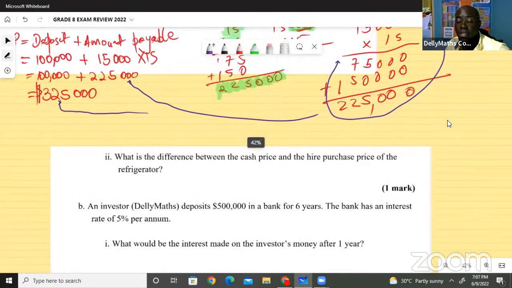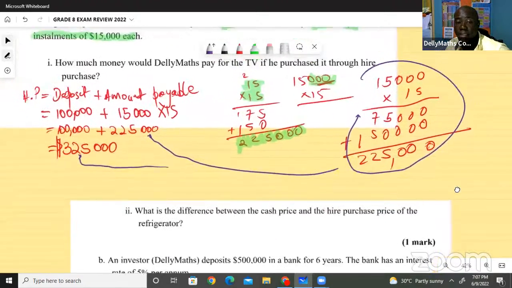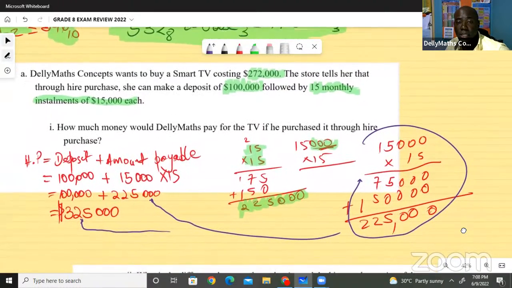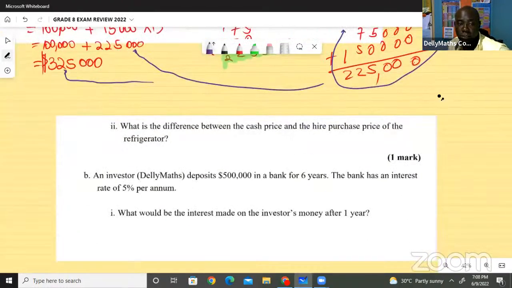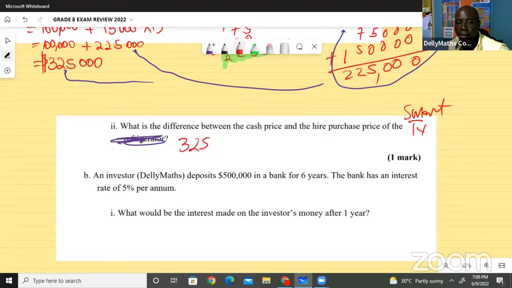325,000. Now the question says, what is the difference between the cash price and the hire purchase price? The difference between the cash price and the hire purchase price of the TV, that smart TV, is that you're going to say 325,000 minus 272,000. So you're going to subtract the original price from the hire purchase price. You want to do that. And you're going to get yourself this.